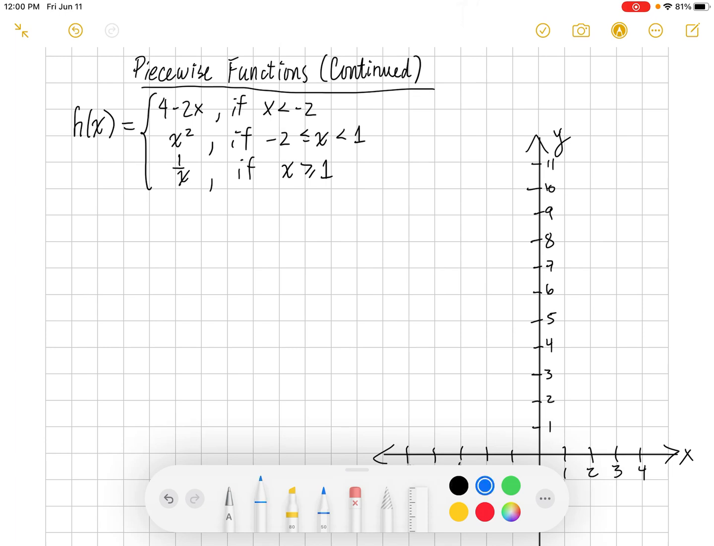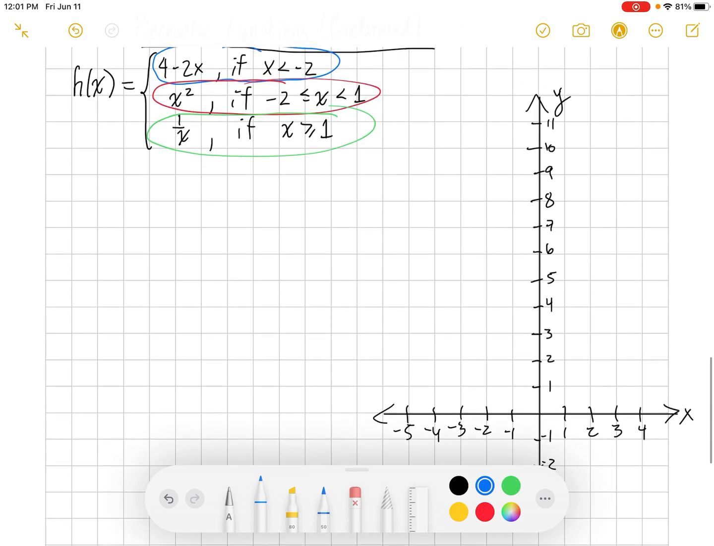So we want to do a few more examples of graphing piecewise functions, just to get the practice, get the experience here. Let's focus on this first piece. I'll call this first one blue. The second one I'll call red. And the third one I'll call, I don't know, green.